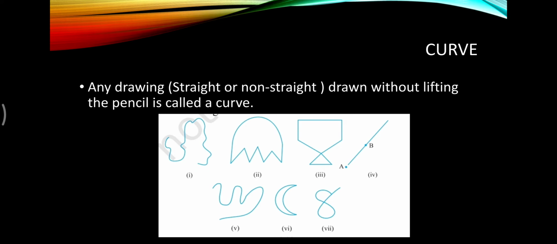Here you can see there are many examples of curves: first, second, third, fourth, fifth, sixth and seventh. Different types of curves are drawn here. So you have to observe these curves.